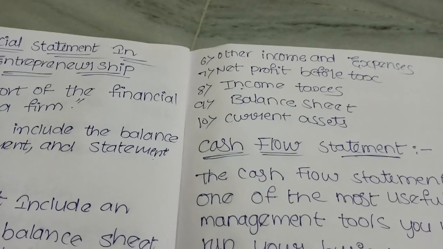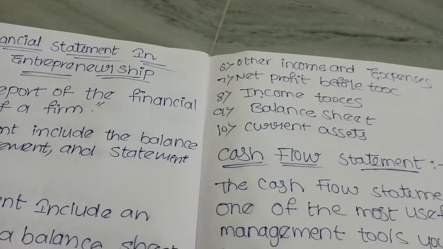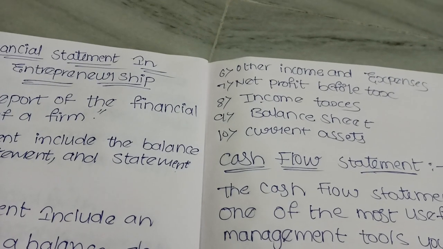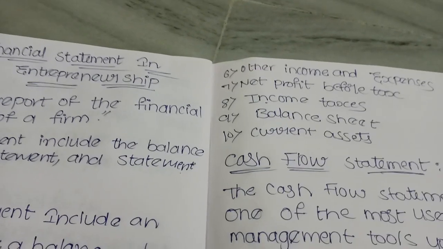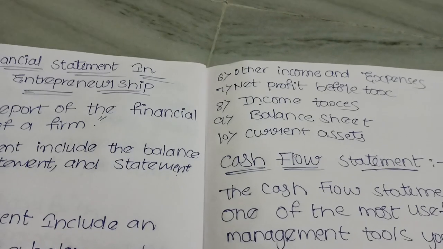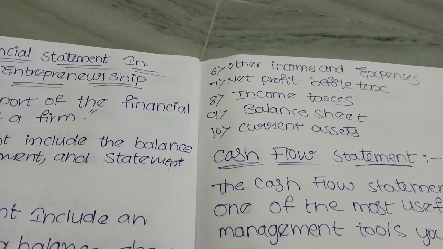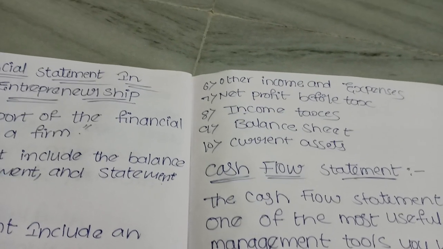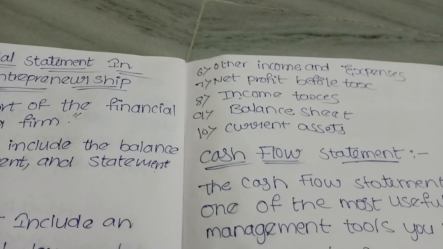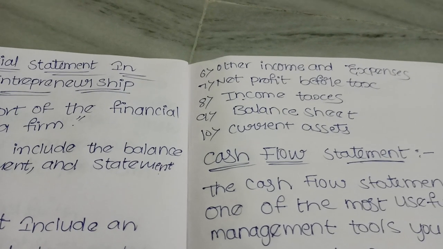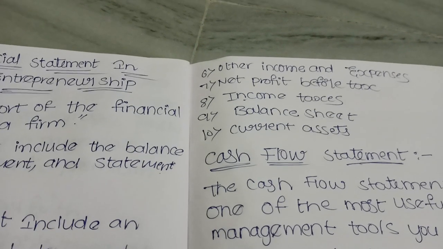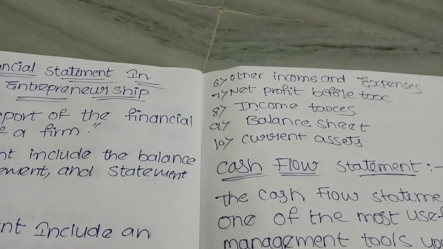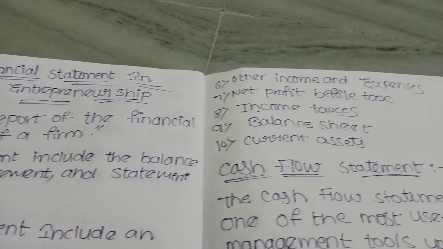Next one is net profit before tax. This figure represents the amount of income earned by the business before paying tax. The number is computed by adding other income to operating profit, or subtracting if other expenses exceed other income. Next one, income tax. This is the total amount of state and federal income tax. Next one, balance sheet.